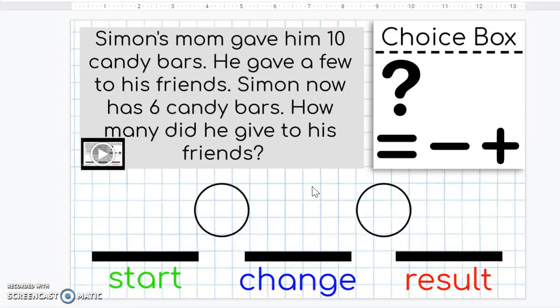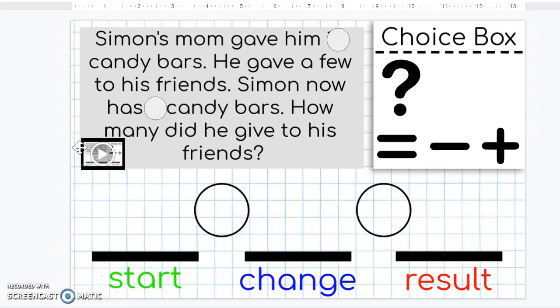This one's actually a missing addend one, which really hangs some kids up when they're starting to learn about this. So I'm going to go ahead and cover up my numbers, which I do first. There we go. And then I'm going to go ahead and read the story. Simon's mom gave him blank candy bars. He gave a few to his friends. Simon now has blank candy bars. How many did he give to his friends?